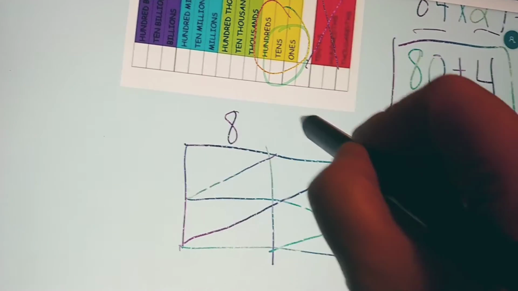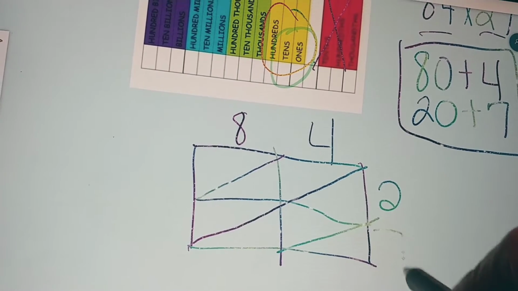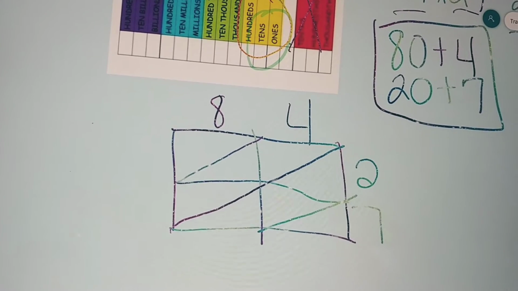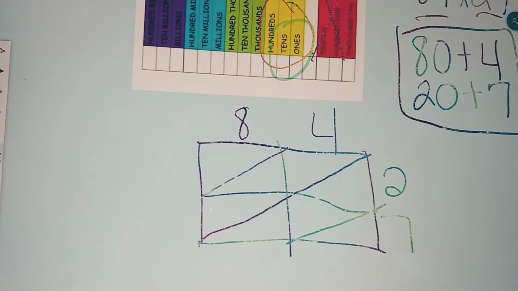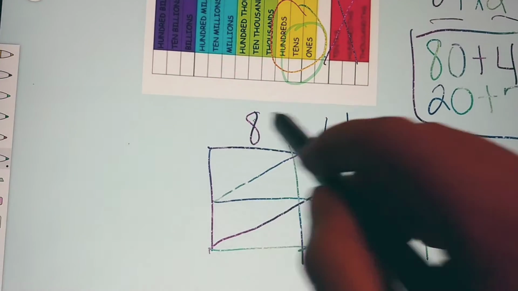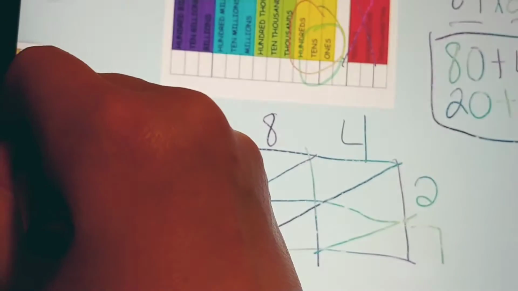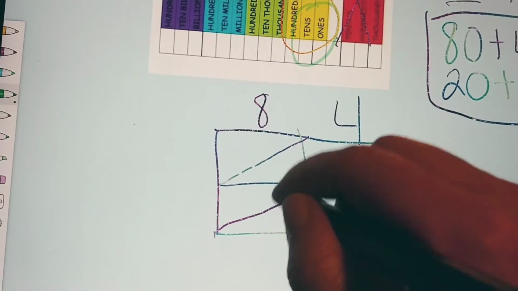We're going to put 8. It's going to go like this. 8, 4, 2, 7. So instead of doing it by the place value, we're just putting the numbers. Okay, so we do 8 times, and I'm going to show you what I'm going to do. 8 times 2 is 16.